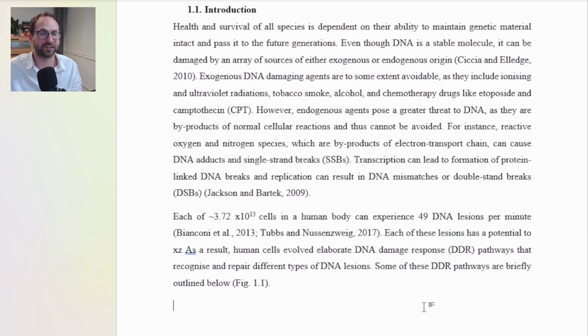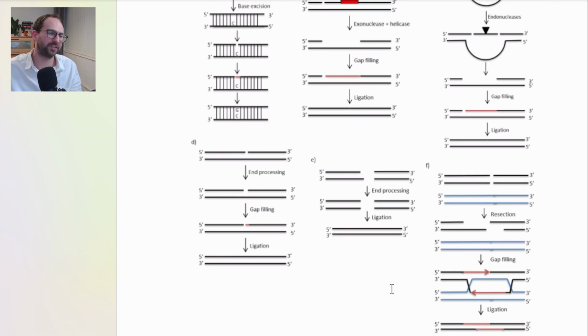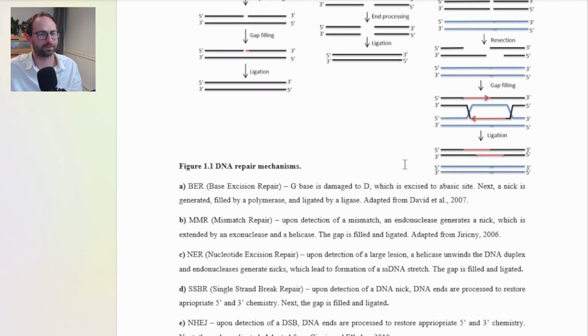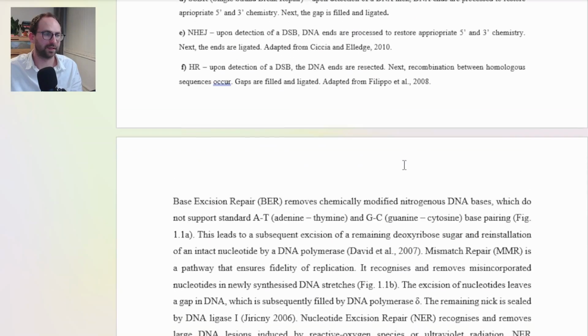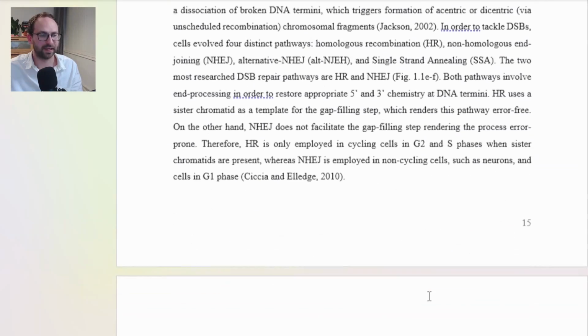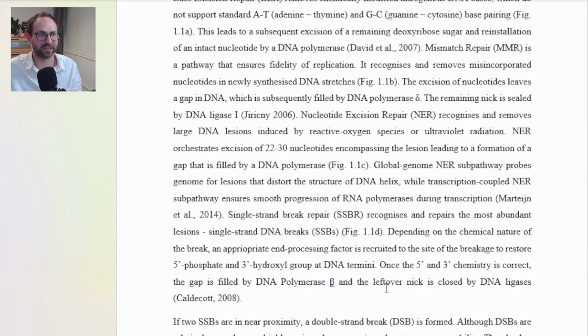Some of these DNA damage repair pathways are briefly outlined below. And I have a figure here. In the figure, I basically show how this damaged DNA is repaired. And then I provide a little bit more text. And you see, this is only a page and a half, all of that stuff.